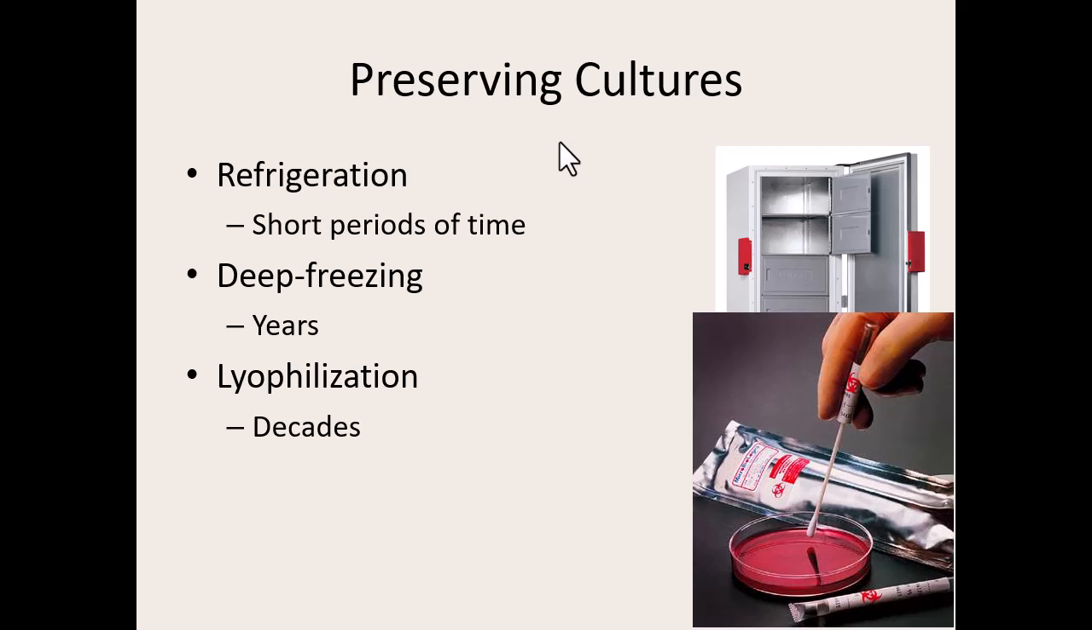Now, if we grow our organisms, sometimes we want to keep them around for a while. There's a couple different ways we can preserve our organisms. One is that we can use refrigeration, which is preserving our organisms for a short period of time. It's why we have a refrigerator up in our lab.